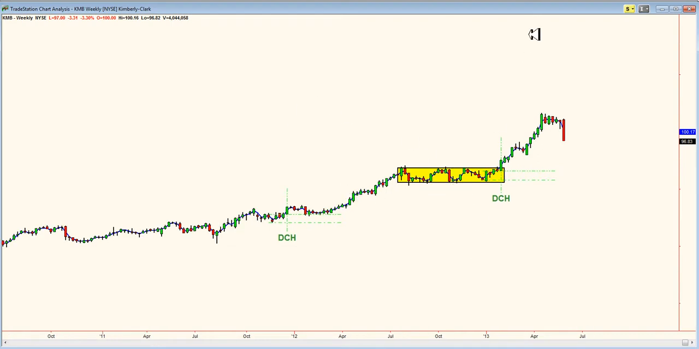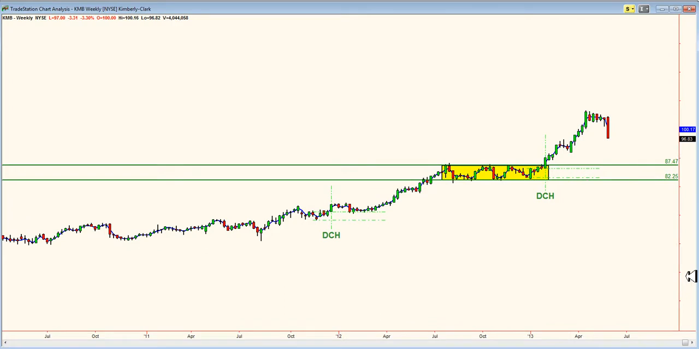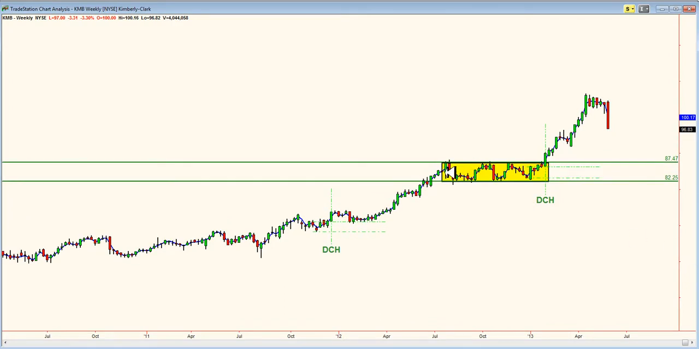And you can look at KMB, same thing. Here's your clearly defined resistance area and a clearly defined support area. Nice long box that went from July in this example of 2012 to around February, March of 2013, which provided a great opportunity. And you can see back in end of 2011 into 2012, we had the same thing, a DCH that consolidated instead of going quickly, consolidated a while, and then moved up strong also.